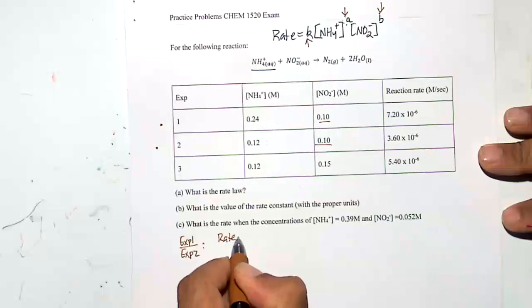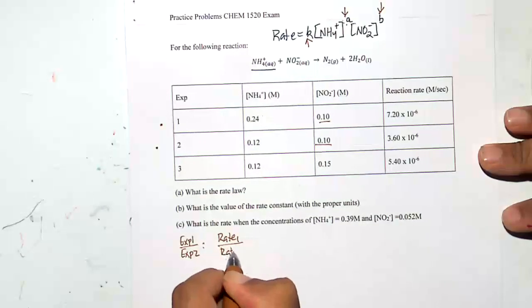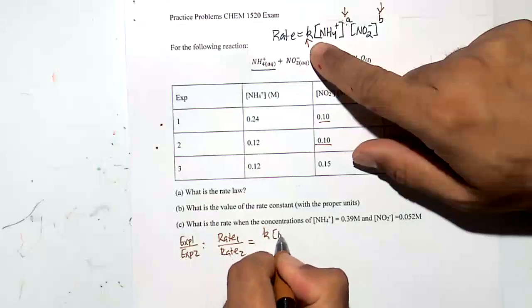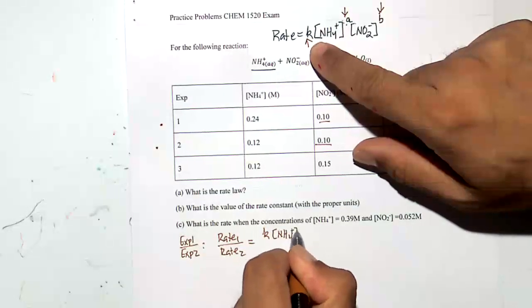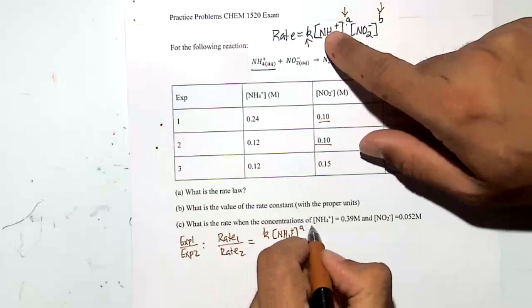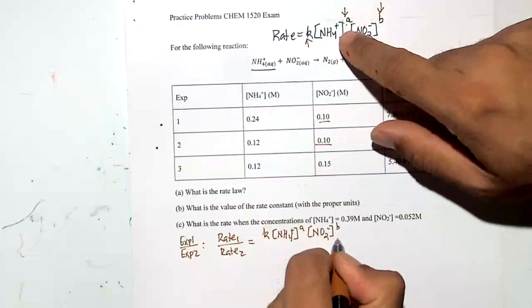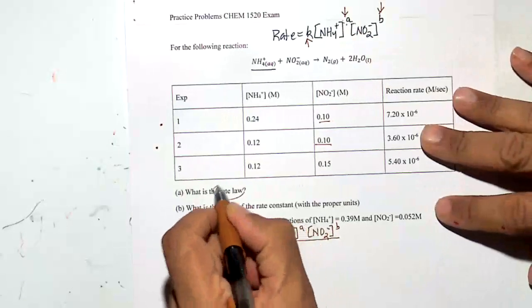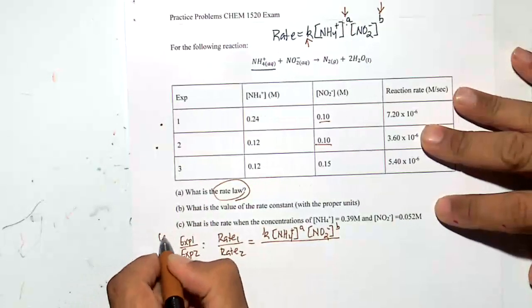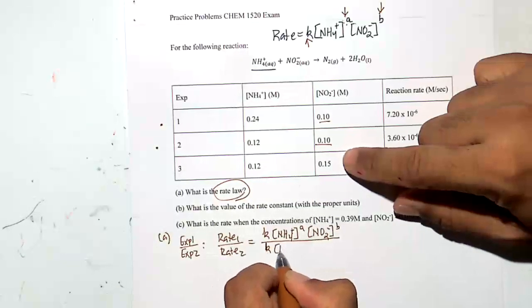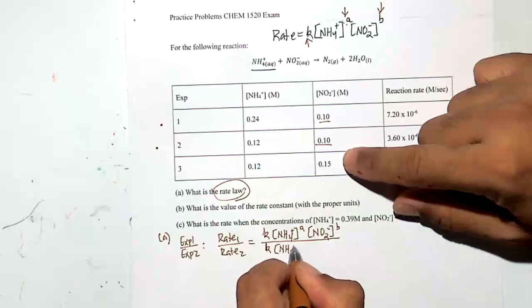So that means rate 1 over rate 2 equals k, which we need to find, times the concentration of NH4 plus raised to the power of a, times the concentration of NO2 minus raised to the power of b. Because we're trying to find the rate law here for part A. We'll do the same thing for rate 2, experiment 2.